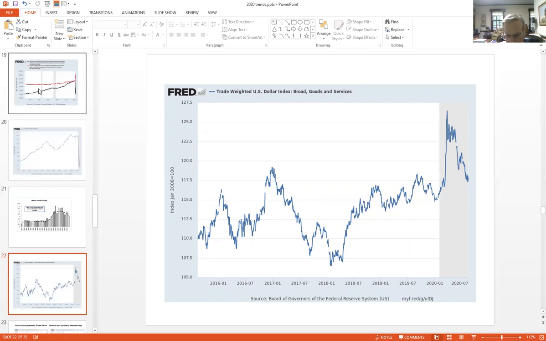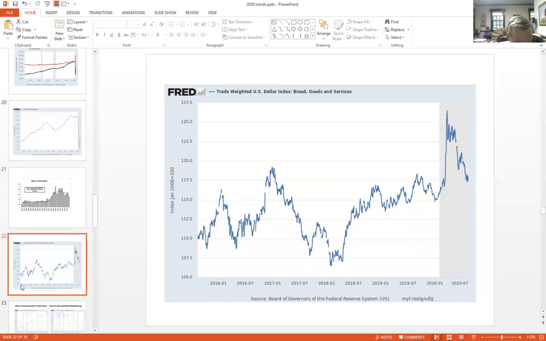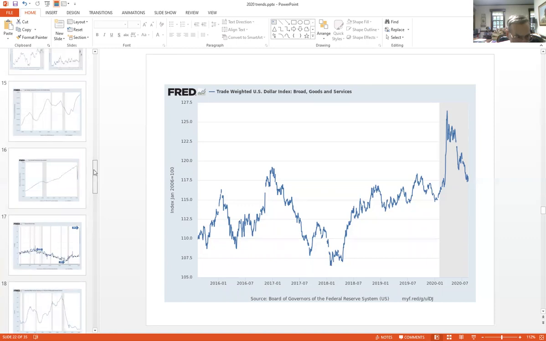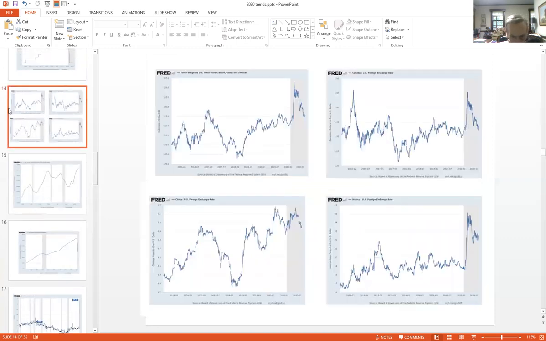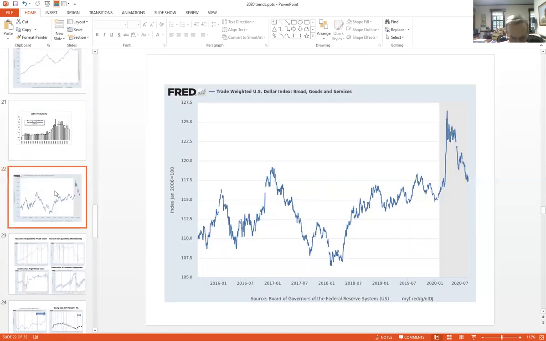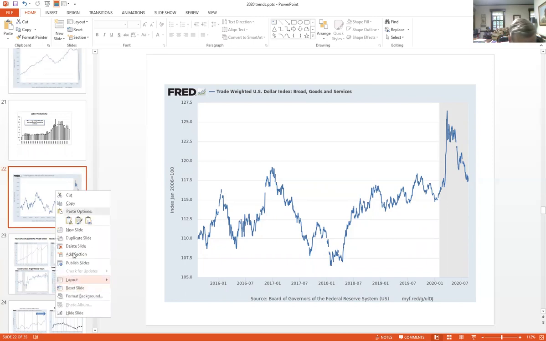Here, whoa, this is something we saw earlier. This is that trade-weighted U.S. dollar that we looked at in an earlier video. Remember, we saw that way up here. That's that same one. So I'm going to go find it again and delete it because we don't need it any longer. I moved it back up there.